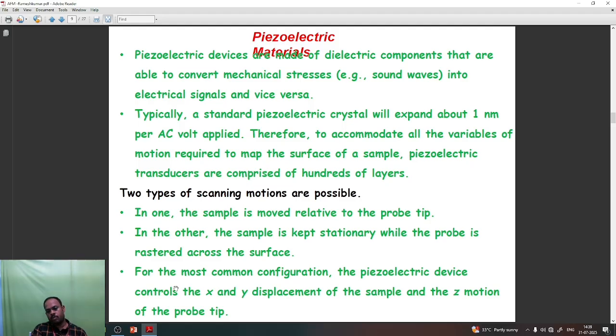For most configurations, the piezoelectric device controls the XY displacement of the sample and the Z motion of the probe tip. So in most cases, the piezoelectric materials are used to move the sample surface in the X and Y directions, and the probe tip will be moving in the Z direction, up and down. This is the normal case.